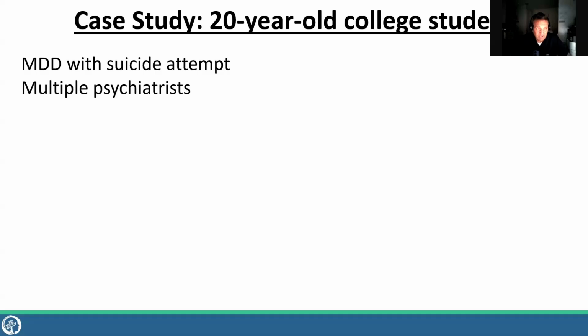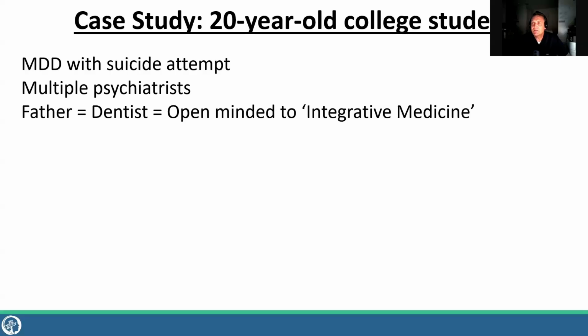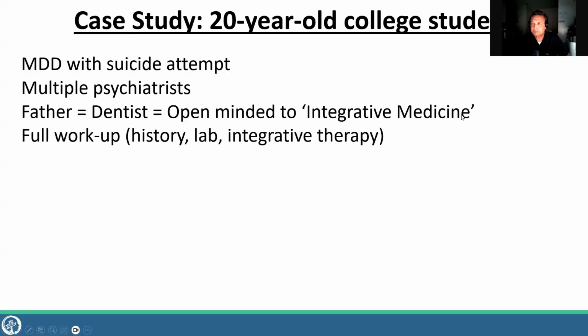She'd seen multiple psychiatrists. She had been on multiple courses of medicine, right? Multiple antidepressants, antipsychotics, mood stabilizers, bipolar medicines, you name it. She'd been on all of it. Well, her father was a dentist and he was very open-minded to integrative medicine. So he thought, my gosh, we've tried the very best of pharmaceutical medicine and it just hasn't made a difference. What else might be missing?